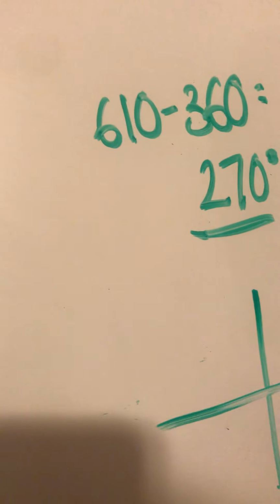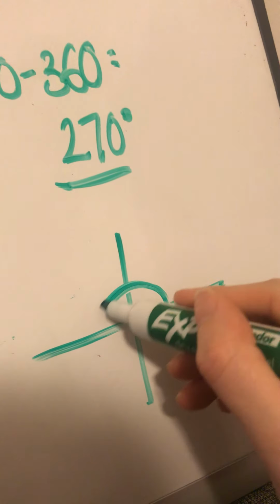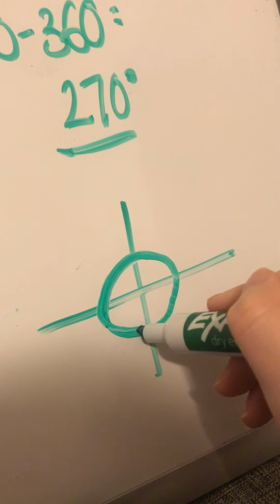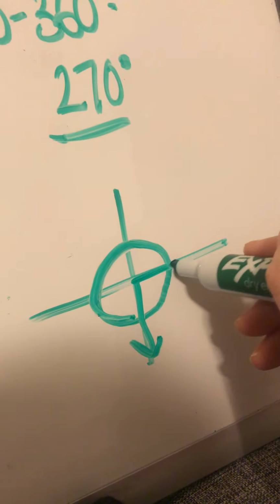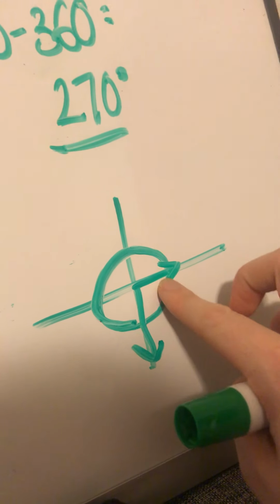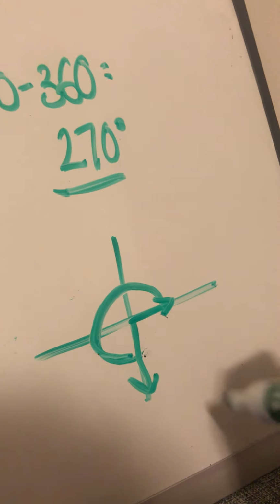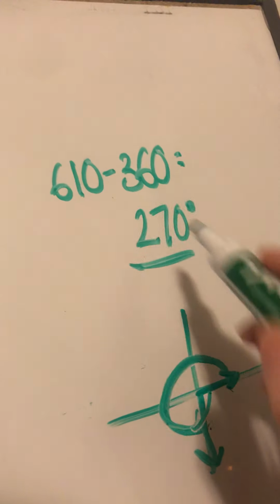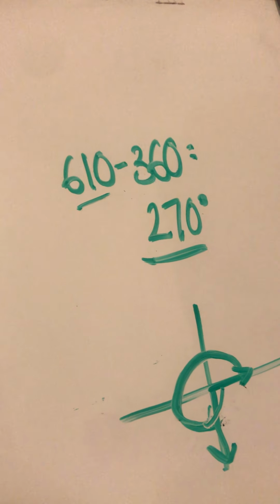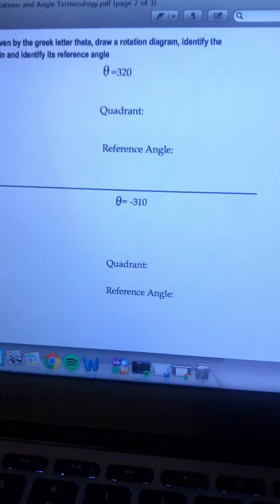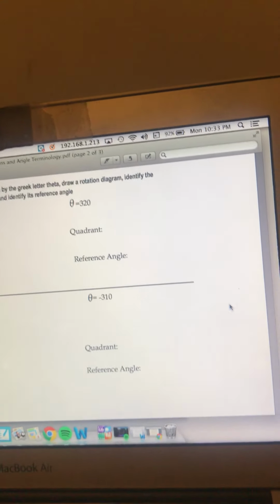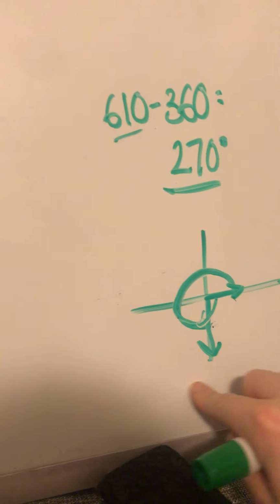So you're going to draw one full rotation around, because that's 360 degrees. And then I'm going to go all the way around until here. And I guess you can remove that. That is your rotational diagram for 610 degrees. Keep in mind, if you have a negative, like negative 310, you should be rotating the other direction. So I would be rotating clockwise.